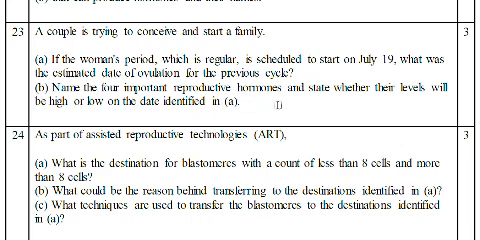Name the four important reproductive hormones and state whether their levels will be high or low on the date identified in A. The four hormones responsible during that time will be estrogen, progesterone, LH and FSH. LH, FSH and estrogen will be at high levels, whereas progesterone is not present at this period of time.